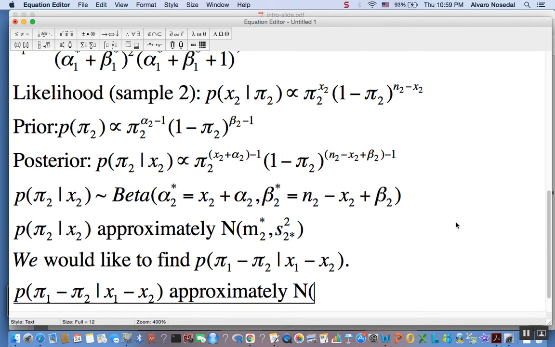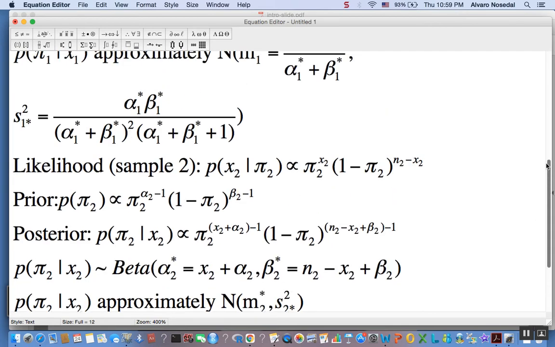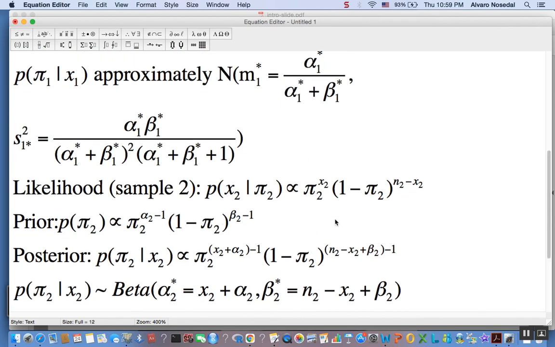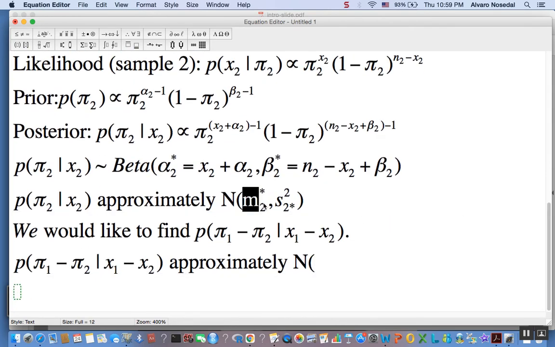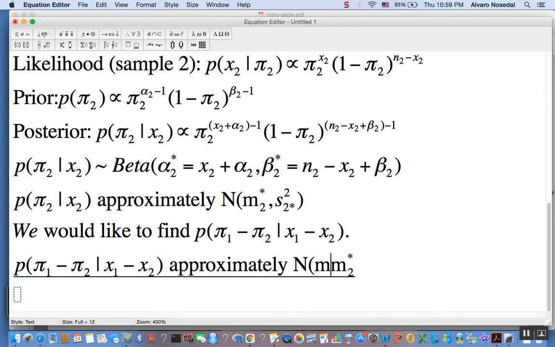What's going to be the mean? And remember that in another video we actually used the MGF approach to show that if you have two random variables that are normal, then the difference is also normal. The mean of that random variable that is the difference is the difference of means, right? So in this case it's going to be M1 star minus M2 star.